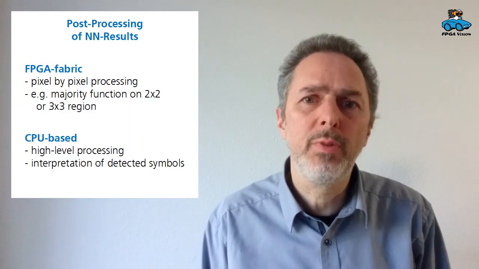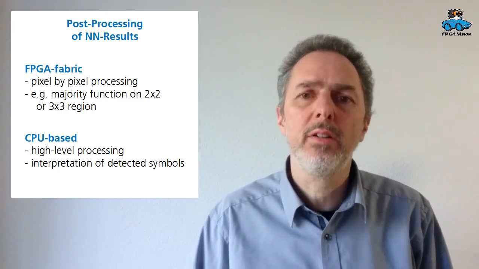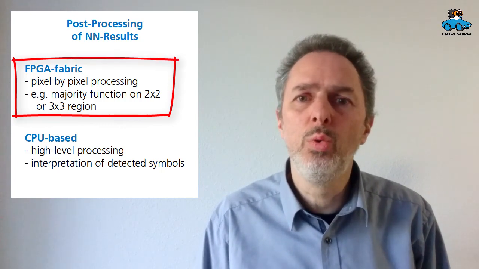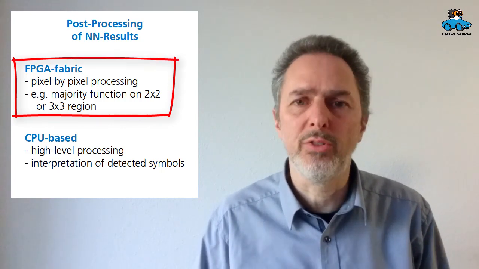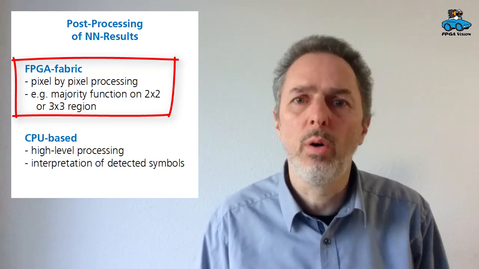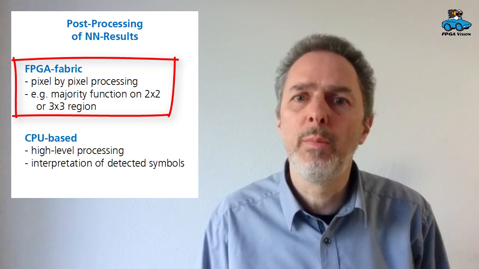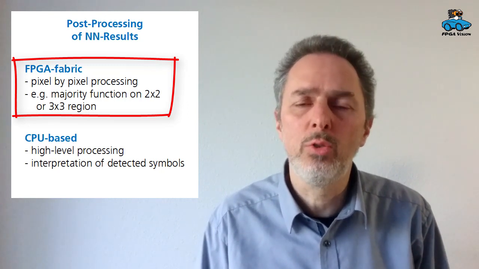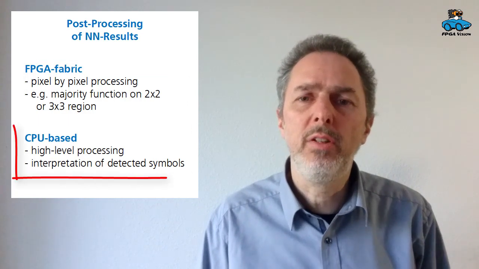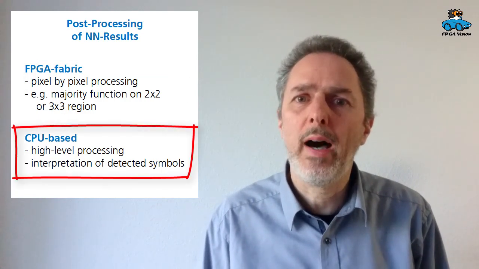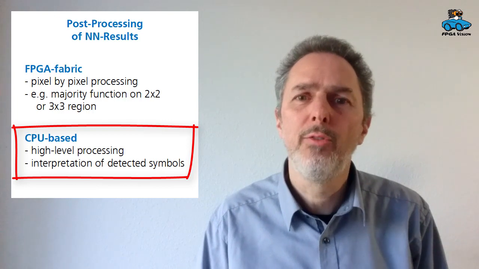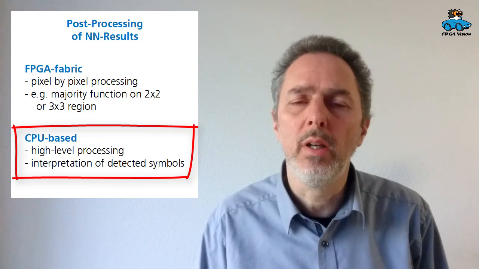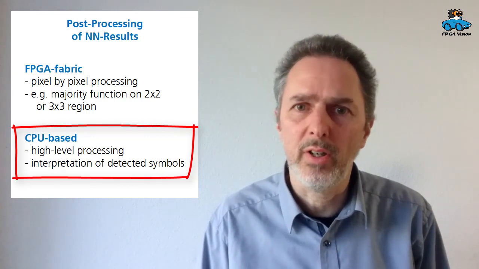And here you have to distinguish between FPGA fabric and CPU-based processing. In an FPGA fabric, you can do a lot of pixel-by-pixel processing. For example, having a 2x2 or 3x3 region and doing a majority function, so thereby reducing the result to one pixel. The CPU is more suited for higher-level processing for interpretation of results. And such a CPU can be in the FPGA or can be outside.